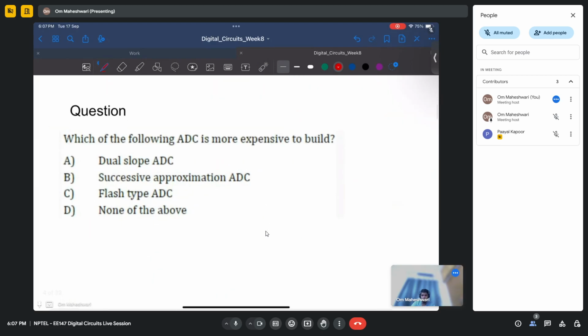So next question is, which of the following ADC is more expensive to build? For the same reason, because it requires the maximum number of comparators, it is the most expensive.